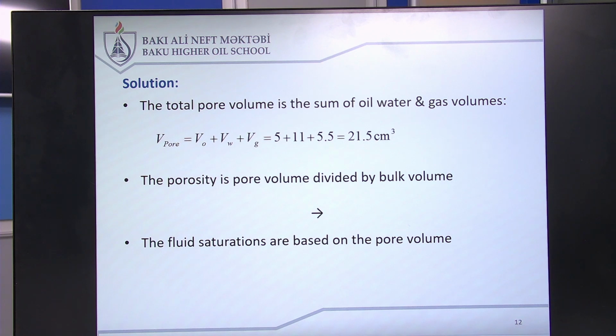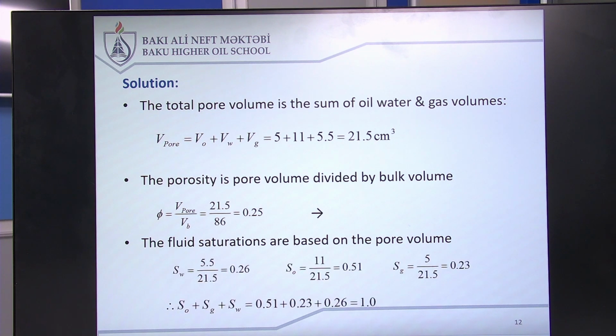As you can see here, first the total pore volume is calculated by summing up the volumes of the fluids, and then the porosity is calculated with this formula, and then we can find the values for the saturation of each phase. As you can see here, some of the saturation values are equal to 1.